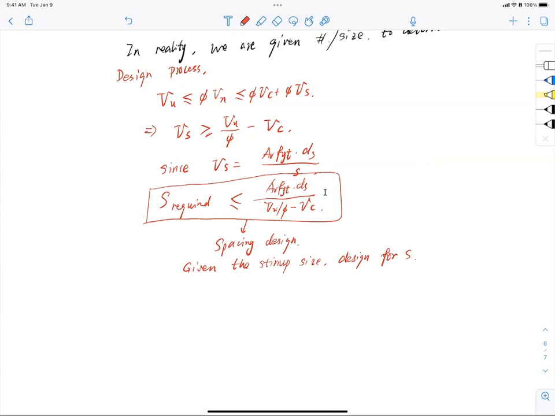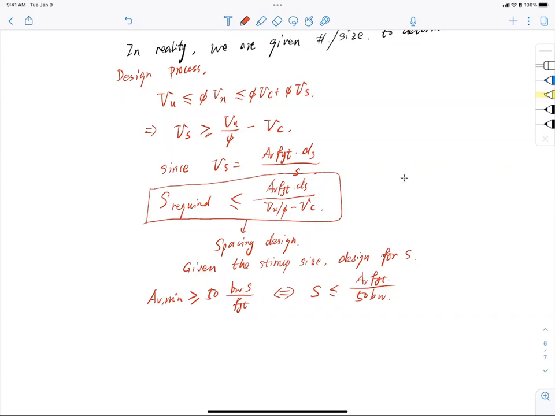Got it? Okay. So if this is the case, what if you want to ensure Av min, like I said, is satisfied, greater than or equal to 50 times bw s over fyt? So this is equivalent to the spacing having to be smaller than Av fyt divided by 50 bw. Okay, that is the requirement.